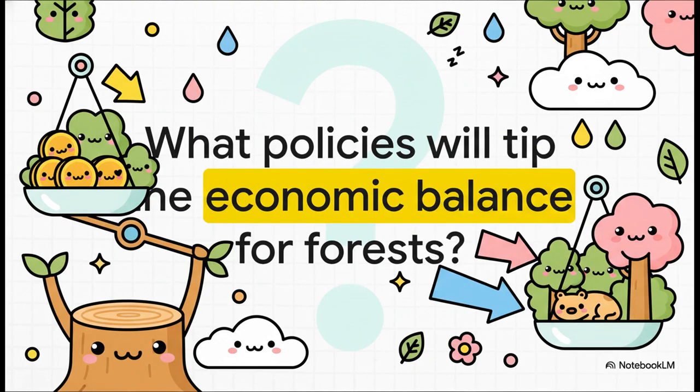You know, we've just walked through this incredibly detailed technical framework for measurement and accounting. It's a system that's really designed for transparency and credibility. But with that system now in place, the challenge really shifts, doesn't it? It shifts from accounting to action. And this leaves us with a critical question. What policies, what measures on the ground will be powerful enough to actually achieve these results and truly, finally tip the economic balance in favor of keeping our world's forests standing?